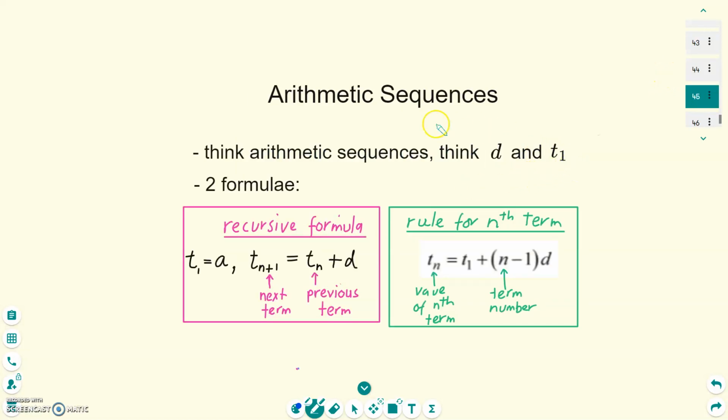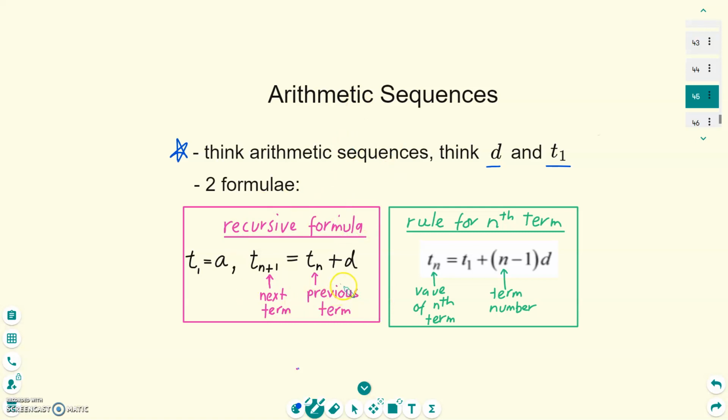And this is the bit of information that I want you to lock in your mind in regards to arithmetic sequences. So we know this bit from the previous slide. Think arithmetic sequences, think D and T1. And we also have two formulae available to us. I'm quite sure this one is given on your formula sheet, the rule for the nth term. And this one is not, so you're going to want to memorize this one. But I would copy these down if you can and just refer to them as much as possible.